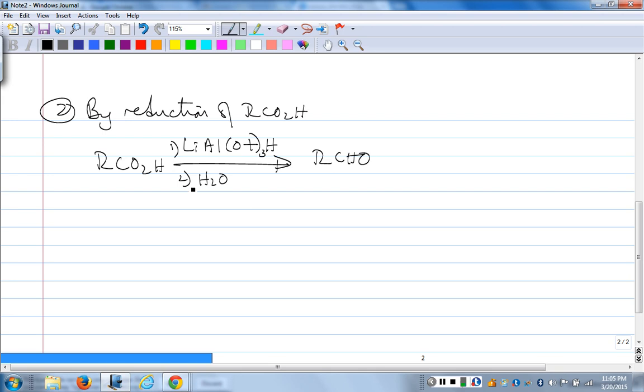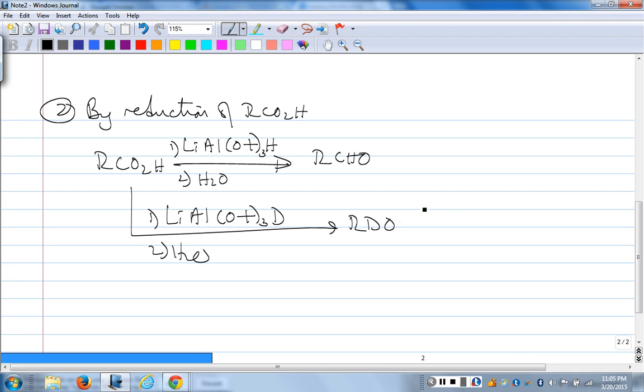We pointed out in class that this is a useful method of introducing a label. So if I had, for example, used lithium aluminum tris-t-butoxy deuteride, followed by water, I would end up with RCDO. I'd end up with a deuterated aldehyde instead. So I can prepare aldehydes by oxidation of primary alcohols or by reduction of carboxylic acids.